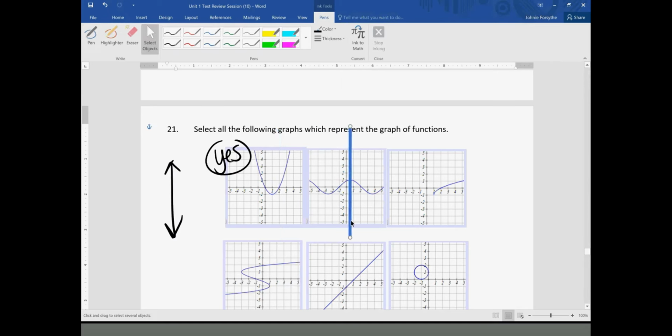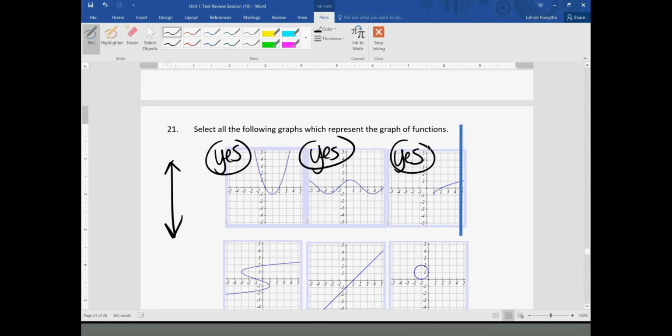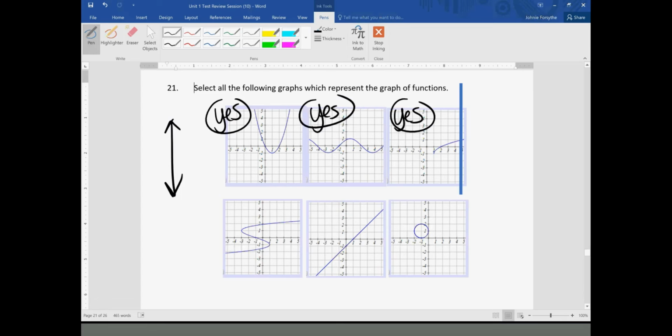Okay, let's look at the next one. That's like a sine or cosine function. No matter where I am along the graph, it's not crossing the vertical line more than once. So this one would also be a yes. Okay, the next one: the graph is here, and it never crosses that vertical line more than once. So this is a function.